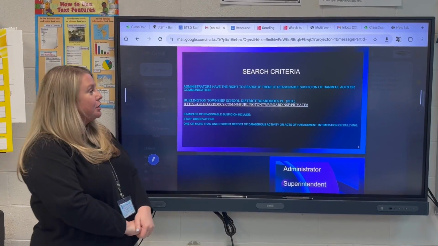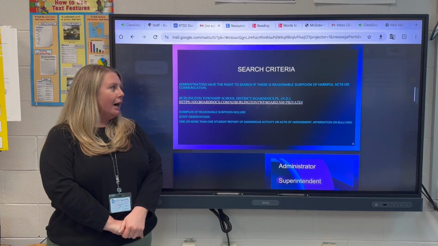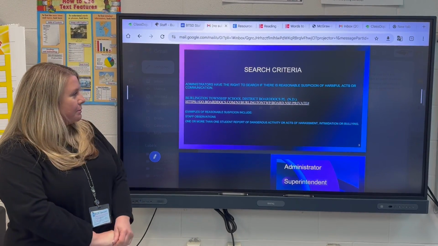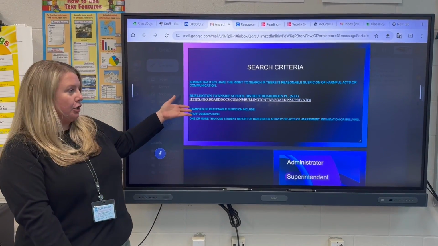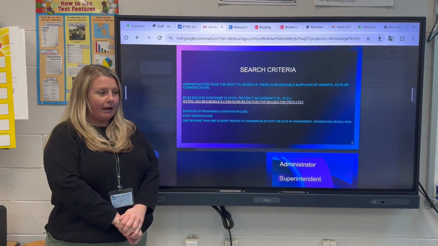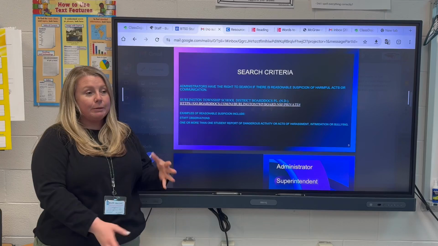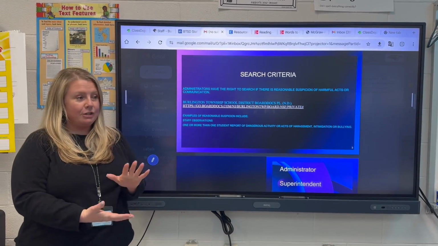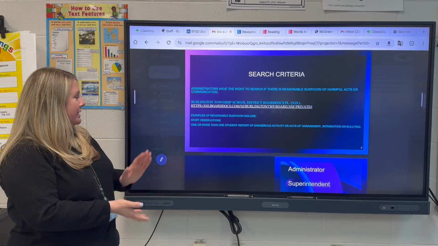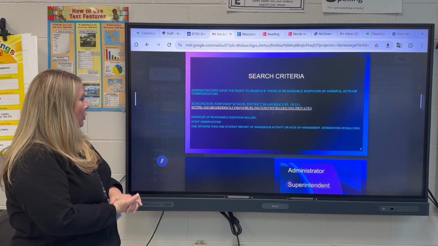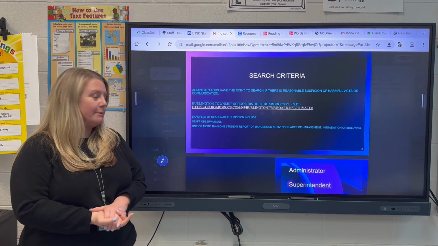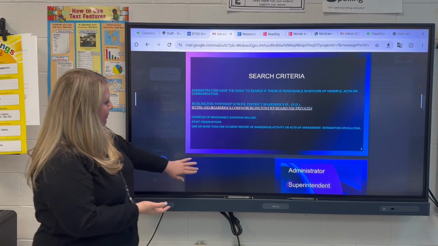Administrators have the right to search if there's reasonable suspicion of harmful acts of communication. The Burlington Township School District Board docs shown here explicitly state that staff have permission to do this if we believe a student is in danger. Examples of reasonable suspicion include staff observation and one or more student reports of dangerous activity, acts of harassment, intimidation, or bullying.